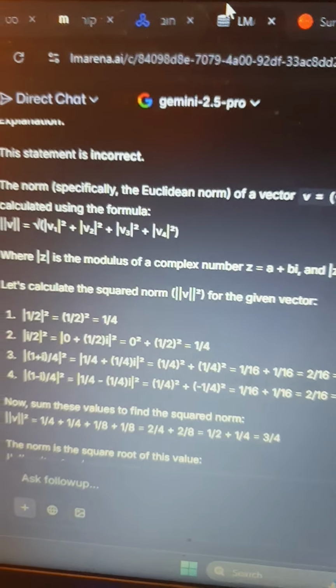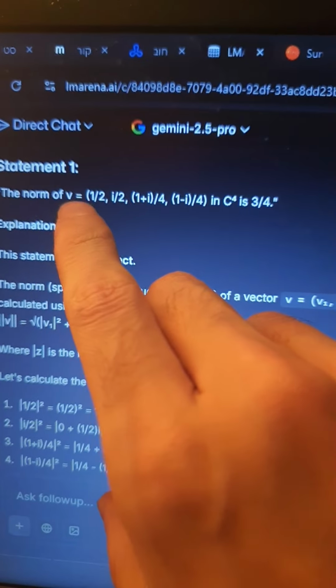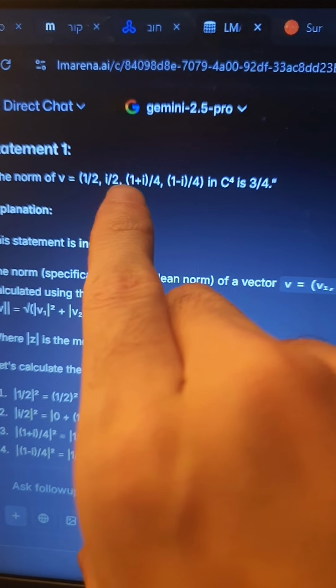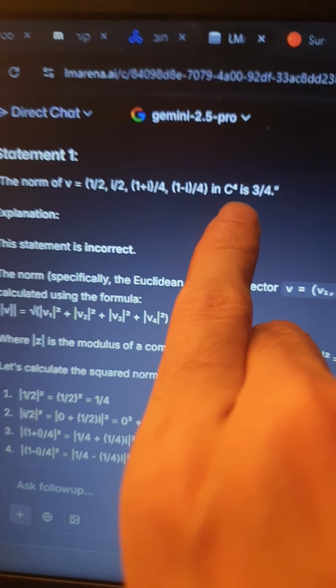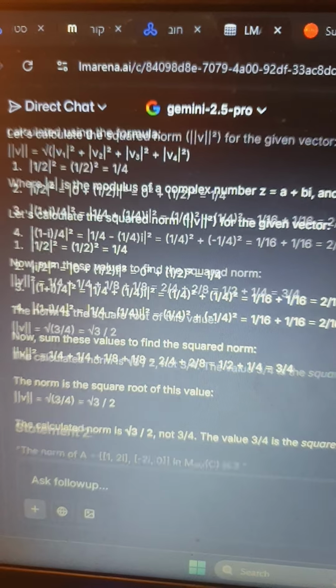So let's take a vector. For example, look at this vector. We have this vector: half, i divided by 2, 1 plus i divided by 4, and so on, in C4. And let's see how we calculate its norm.